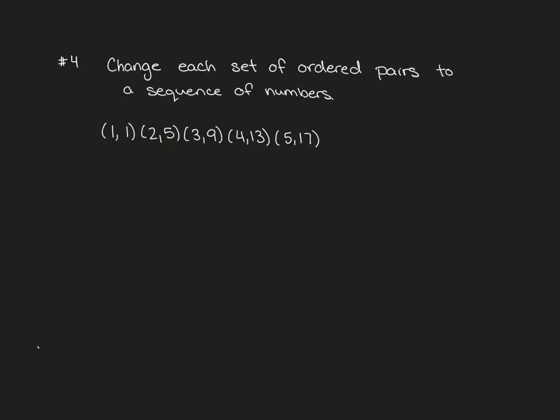Question 4 is going to ask you to change a set of ordered pairs into a sequence of numbers. So for this question, what we're simply doing is our first number is our term number, so that just tells us what order to put it in. We're just basically writing a list of the terms, which are the second number. So we go 1, 5, 9, 13, 17. So that would be our sequence. So this is how we would do 4A.